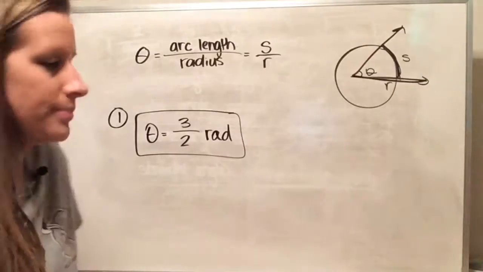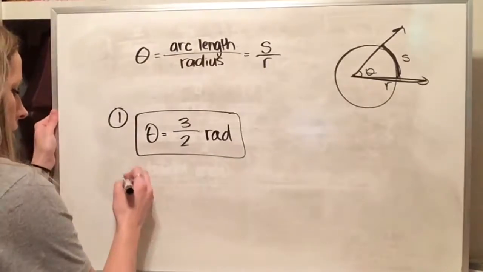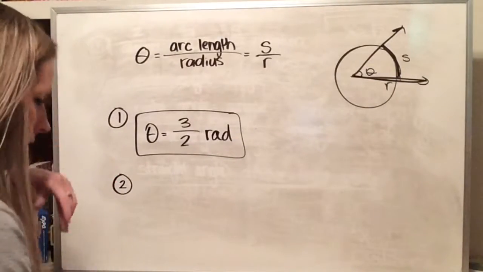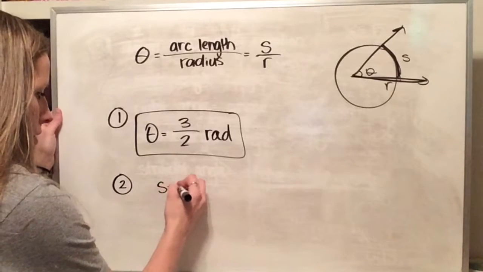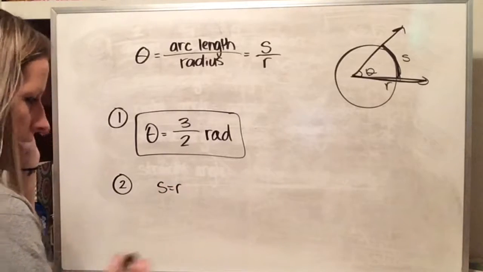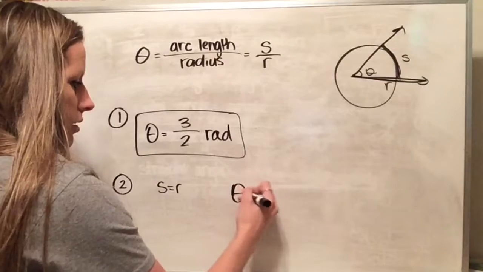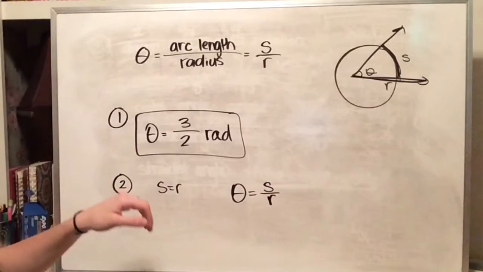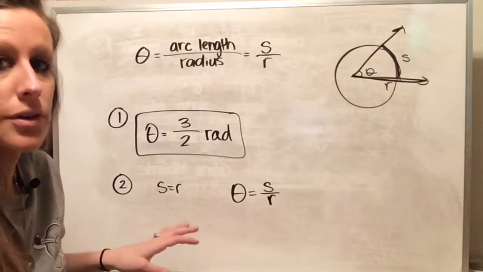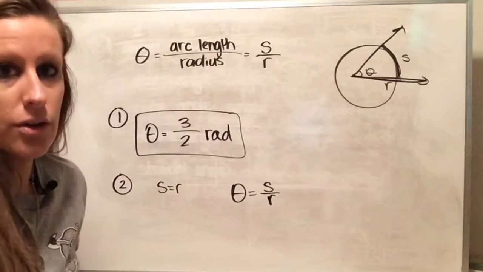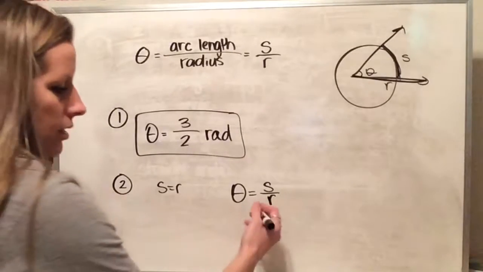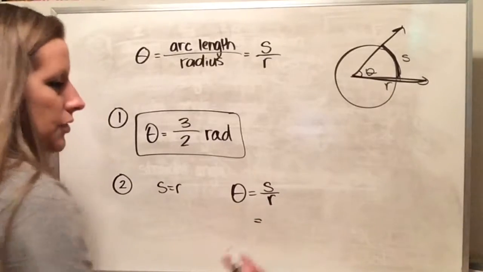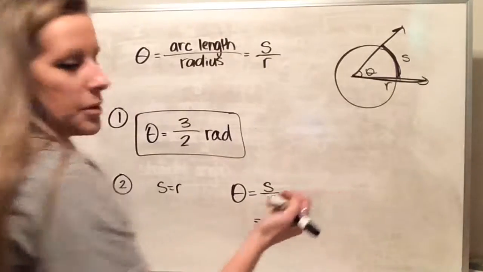So number 2, it says if S equals R, find theta. Now theta, like we said, is S over R. So if those two numbers are equal, what would your angle be? What would your theta equal? And if they're the same number, just pick a number.